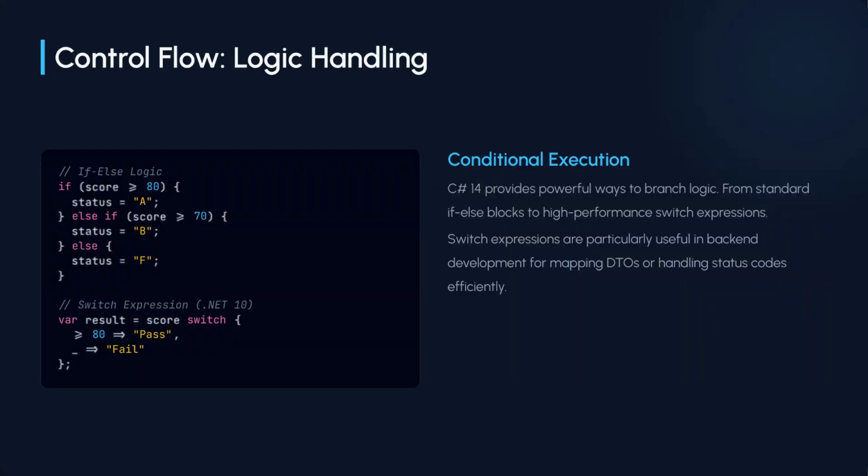Handling logic in .NET 10 is more powerful than ever. While we still use standard if-else blocks for branching, we now lean heavily on high-performance switch expressions. These are particularly efficient in backend development for mapping DTOs or handling various data codes with minimal boilerplate.